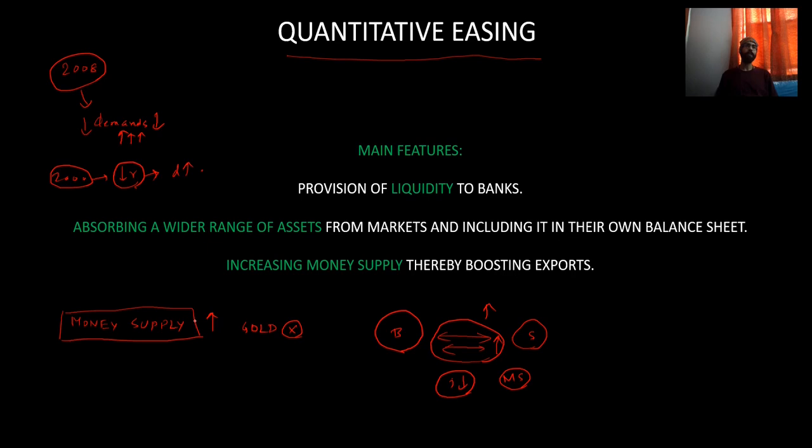And this process of increasing the money supply, simply speaking, is what is called quantitative easing. This is basically direct intervention of the central banks to boost the liquidity in the markets through different means. What are those means, friends? One of those means was provision of liquidity to the banks. This was done simply by creating new money or increasing the money supply.